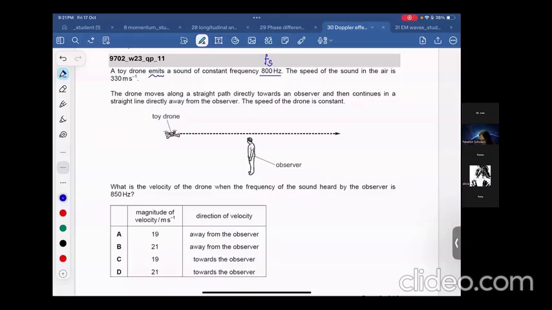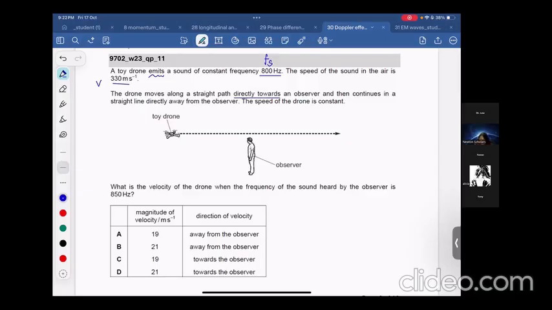Then after that, they say that the speed in the air. So this one is actually your V, speed in the air. Then after that, the drone moves along a straight path directly towards an observer. Oh, okay, nearer, towards. So here, this one is towards. So you have to think, if towards, what happened to the frequency? What happened to the wavelength?